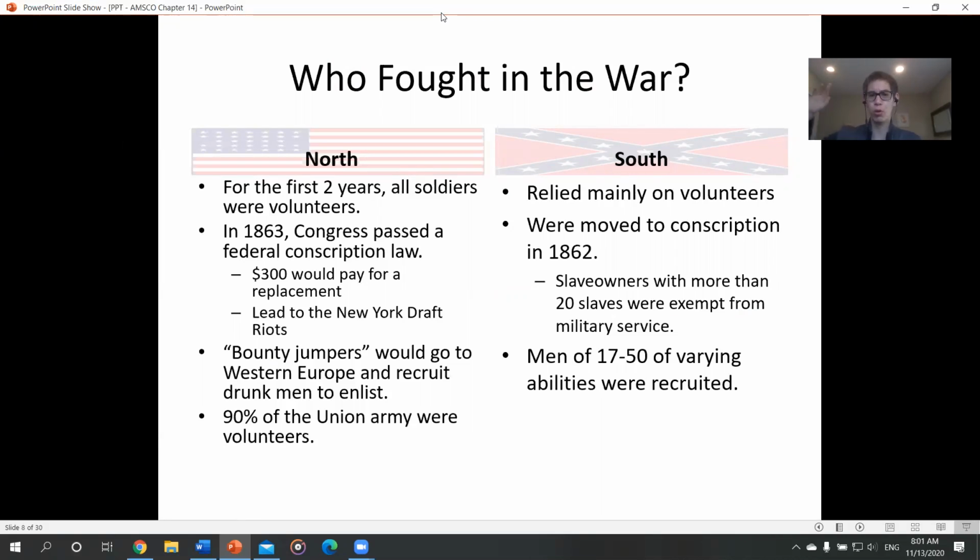They also had people who would go to Western Europe and recruit Europeans to fight in the war. These were oftentimes drunkards and criminals who were just looking for a payday. So in the end, 90% of the Union Army was volunteer.